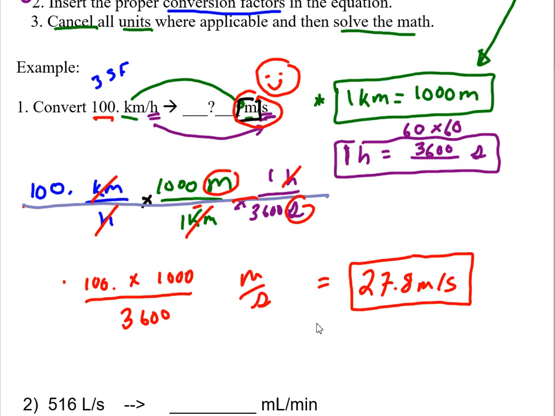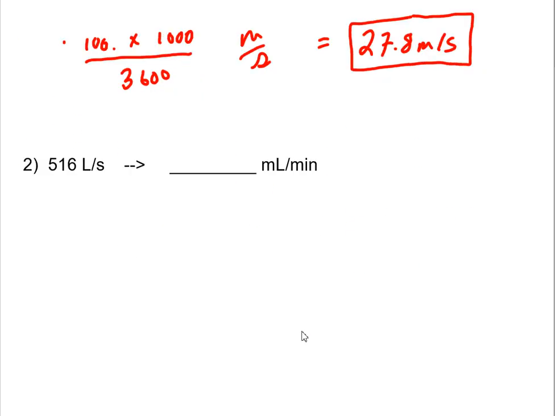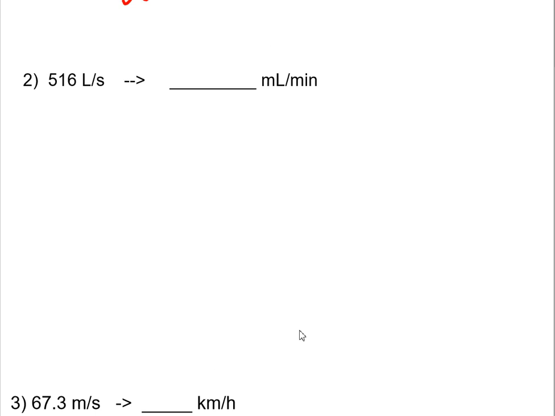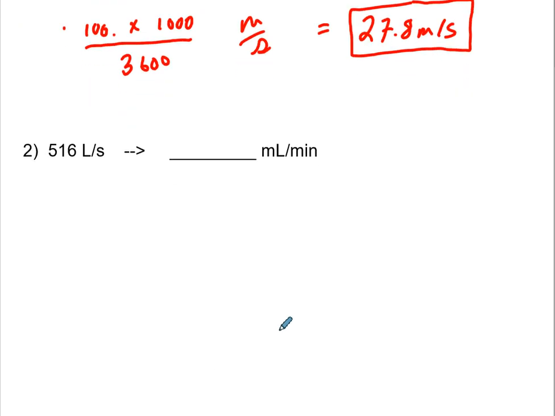So let's keep working here and do another example. The next example is 516 liters per second, and we want to convert that to milliliters per minute. So the first thing I'll do is write out my original number. It's 516, again 3 sig figs, because 516 are all significant figures. So liters per second. So let's figure out some conversion factors.